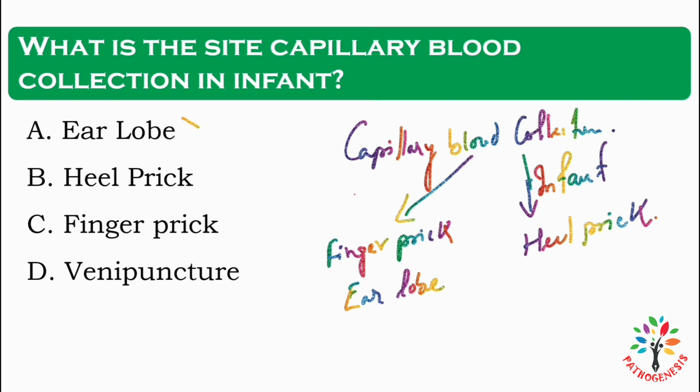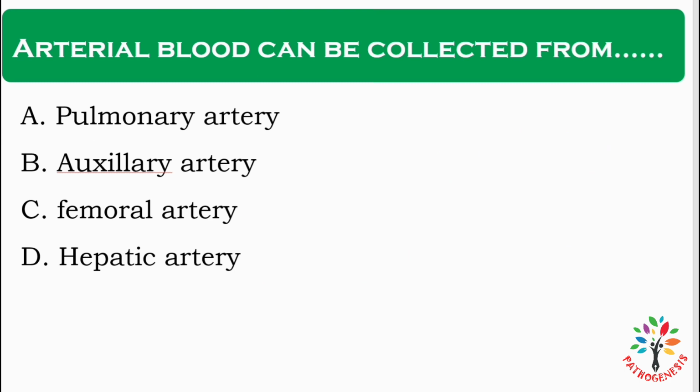So earlobe won't be applicable because the question is asking about capillary blood collection in infants. Heel prick will be the answer. Finger prick is not applicable in infants because their fingers are very small and it is not possible to prick them. And venipuncture is not applicable because we are talking about capillary blood collection. Now moving on to the next question.